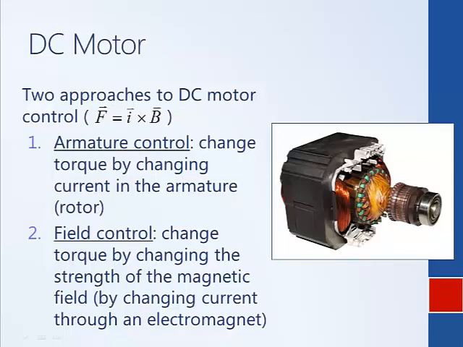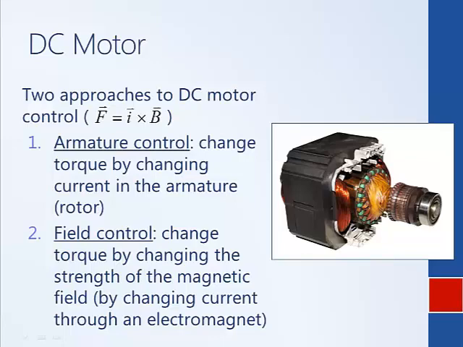In this picture, we have what's called a separately excited motor. The circuit for the armature is separate from the circuit for the field, and so we can control them independently. In fact, we can combine armature control and field control in the same motor.